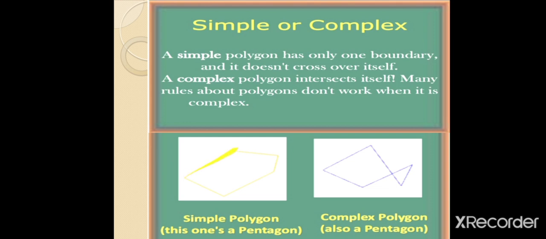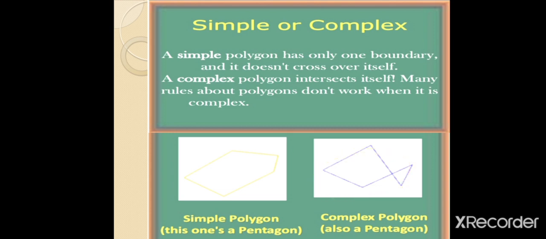If the boundary or the edges of this polygon are not going to cross each other, then it is called the simple one. As shown in the figure, there is no self intersection, so that's why it is called a simple polygon. Now let us take a second example.